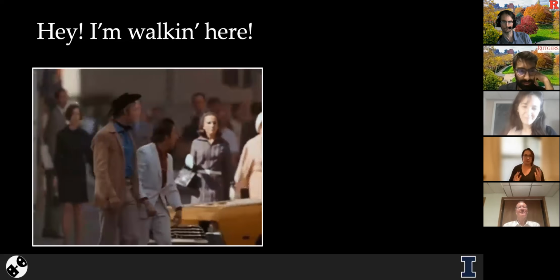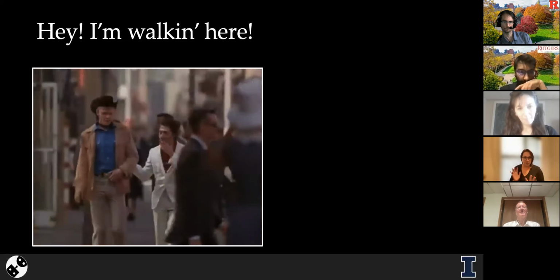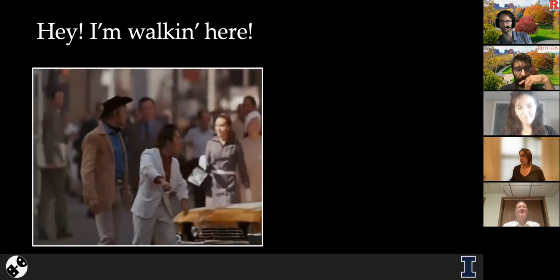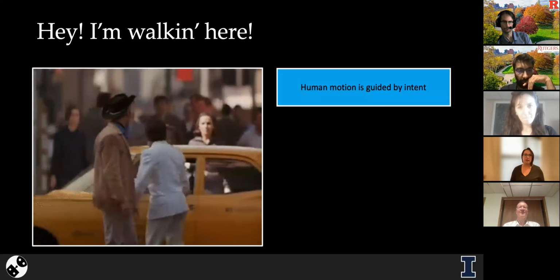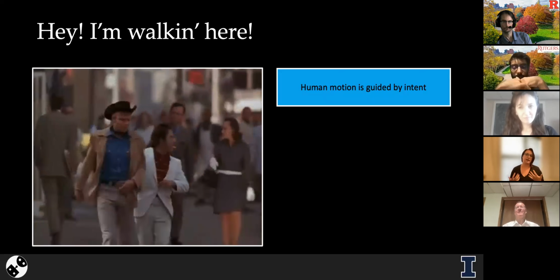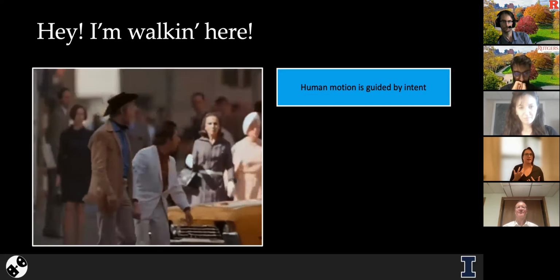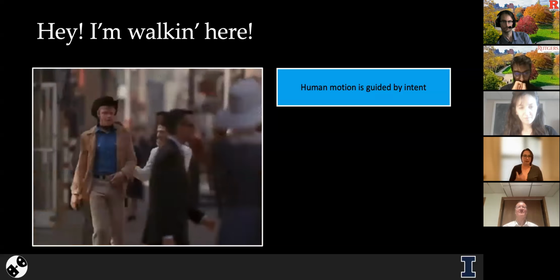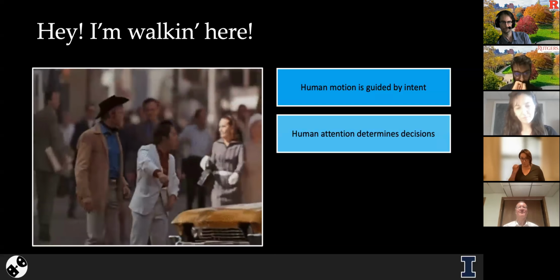So first off, if we take a step back at the very initial part of this scene, we can see that Dustin Hoffman here starts walking and crossing the street. This shows a key part of human behavior, and that's that most things that we do are guided by intent. So there's this aspect of goals or underlying things that we want to do, the semantic high level actions that determine our motion and how we go about achieving them.